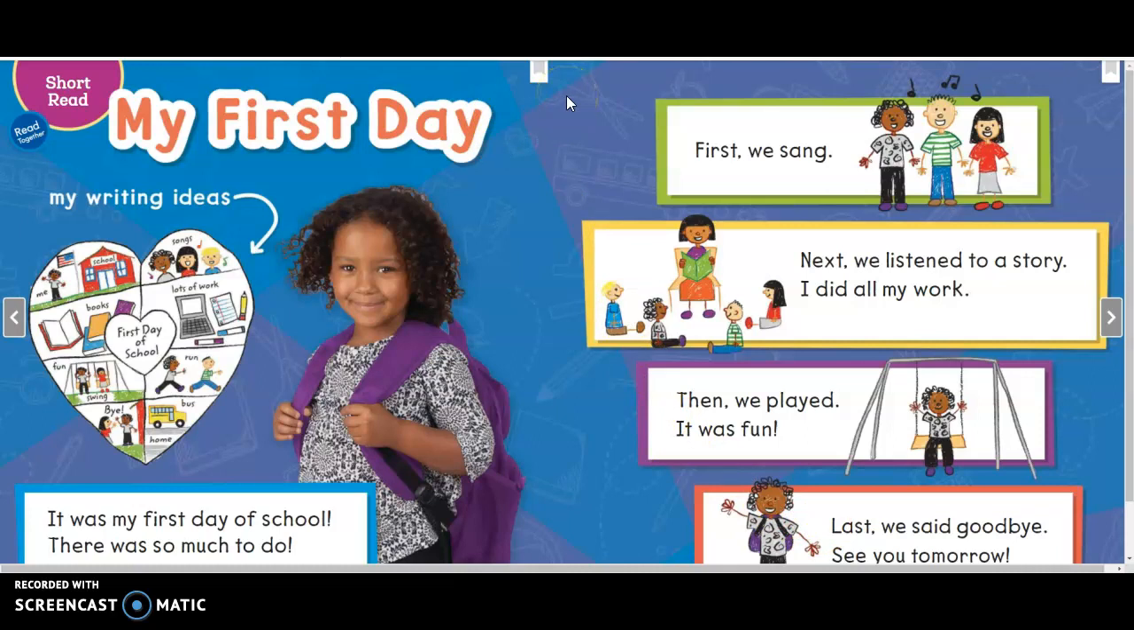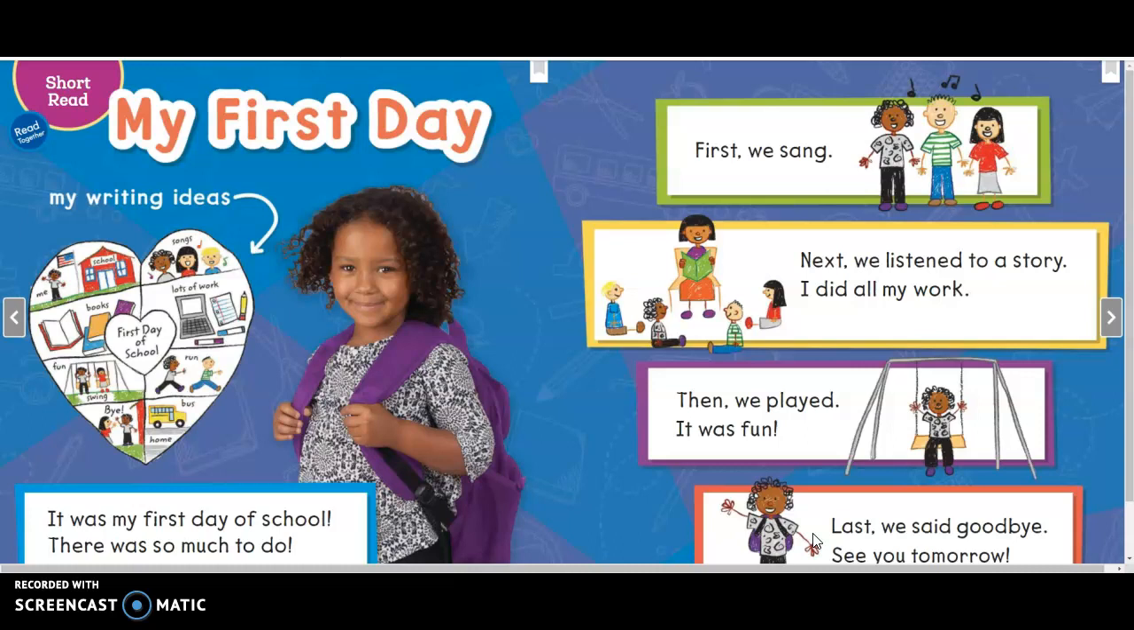So let's talk about this book a little bit. What was the girl busy doing on her first day of school? Okay, well, let's look. She says first we sang. So she was busy singing. Next, we listened to a story, and I did all my work. So she listened to a story and did her work. This is a busy day. Then we played. It was fun. So after that, then she played. That's another thing she did on her busy first day of school. Last, we said goodbye. See you tomorrow. So then she said goodbye to all of her friends and went home. So she did have a really busy day.